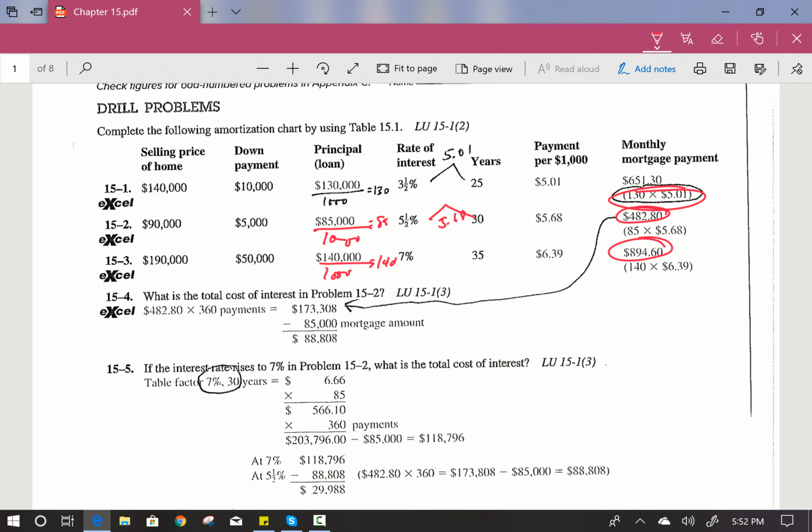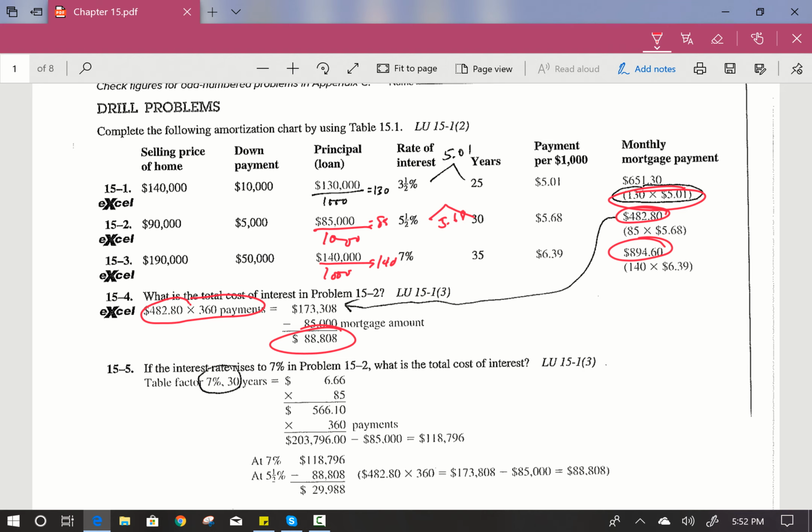Number 4, what is the total cost of interest in problem 15.2? Our monthly payment is $482.80, and there are 12 months in a year, and it's a 30-year loan. So 30 times 12 gives us 360 payments. $482.80 times 360 payments is going to equal $173,308. Subtract the amount financed, the mortgage amount of $85,000, and the amount of interest that we paid is $88,808.